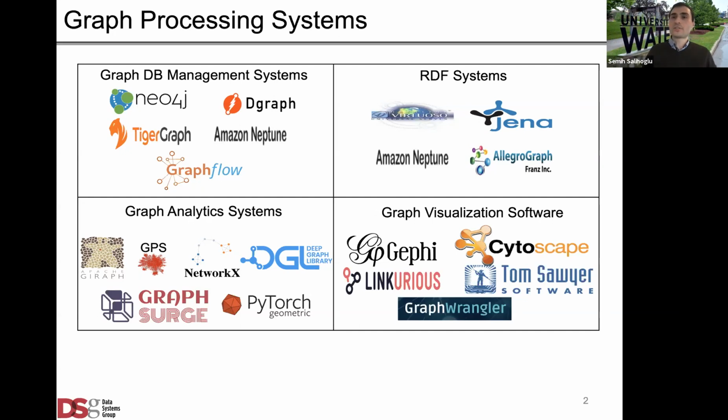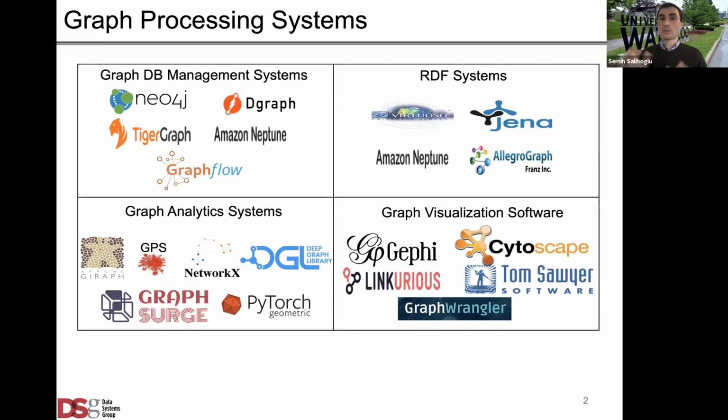The second class of systems are RDF systems. These are systems that are particularly designed to manage what are nowadays being called knowledge graphs. A knowledge graph is effectively a set of facts about real-world entities. A fact could be something like Justin Trudeau is married to Sophie Trudeau, and that could be represented as an edge between 2 nodes. A set of such facts can be seen as a knowledge graph.